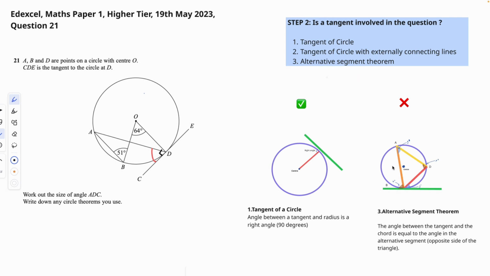Now, you could be forgiven for thinking that the alternative segment theorem has something to do with our question here. But if you look carefully, we don't have a 3-sided triangle, and this theorem also doesn't involve the center of the circle, so we can dismiss this particular theorem.